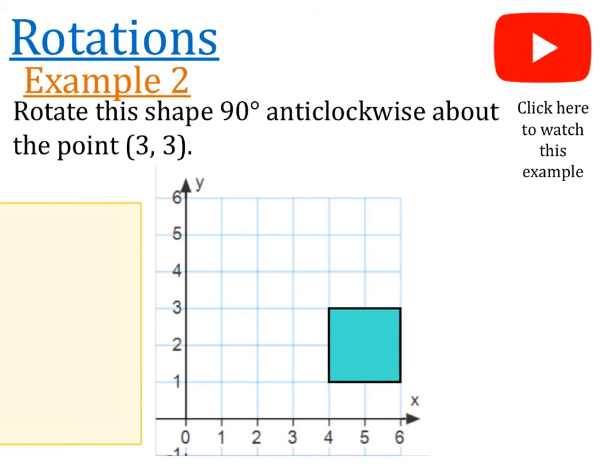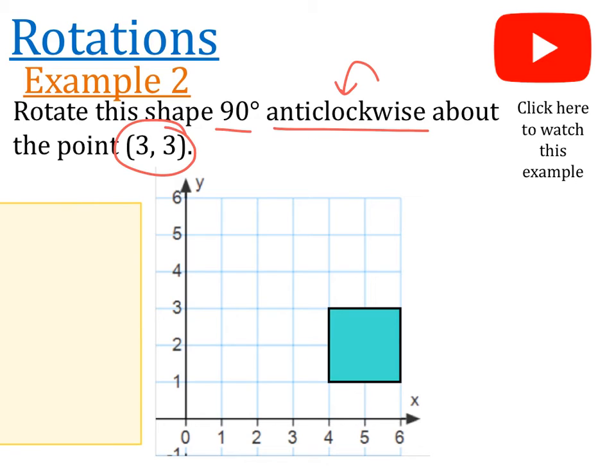All right, on to the last two examples now. So this question is exactly the same idea, just it's worded slightly differently. It has one thing that's different about it. It says rotate this shape, again, 90 degrees anti-clockwise, so that's going this way, about the point 3, 3.